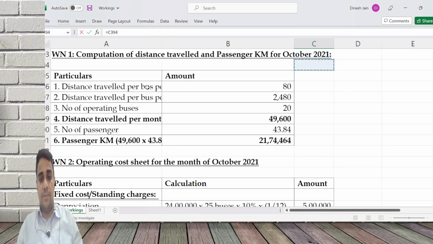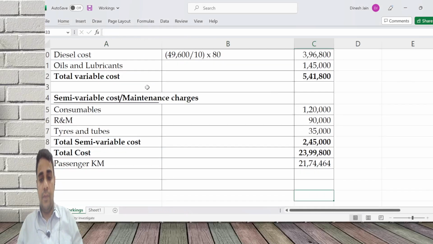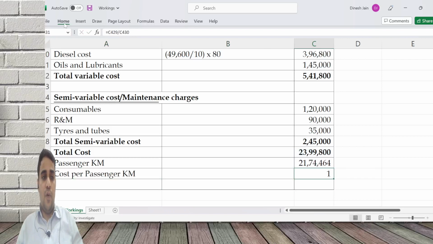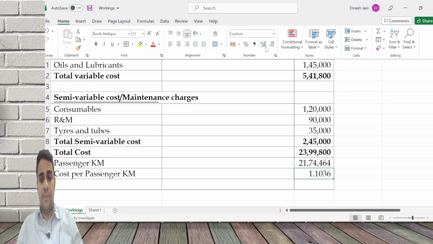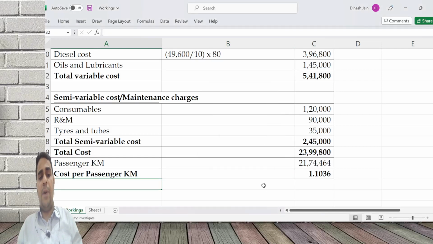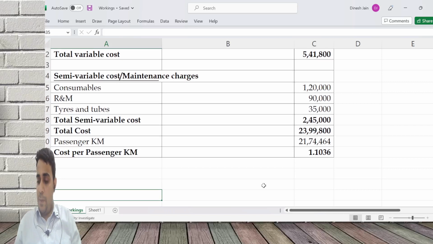Passenger kilometer and cost per passenger kilometer. We may express it in some four decimals: 1.1036. They can also ask fare per passenger kilometer, where you will have to add the profit margin. Cost per passenger kilometer 1.1036. Let me know if there are doubts.